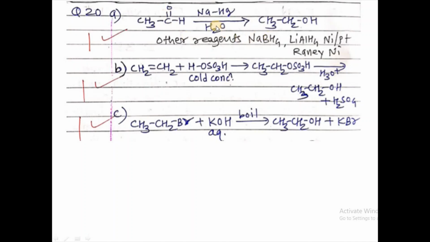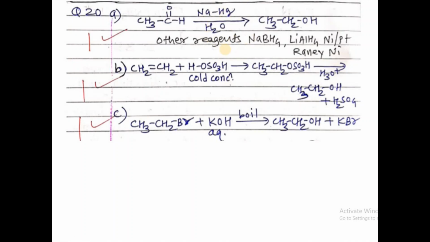Aldehyde to ethanol by reduction with sodium amalgam and water. Aldehyde can be converted into alcohols by using a reducing agent, and the other reducing agents are NaBH4, LiAlH4, nickel, platinum, Raney nickel. You can use any of the reagents as the reducing agent for this reaction.